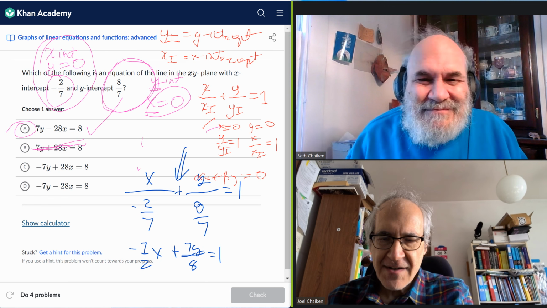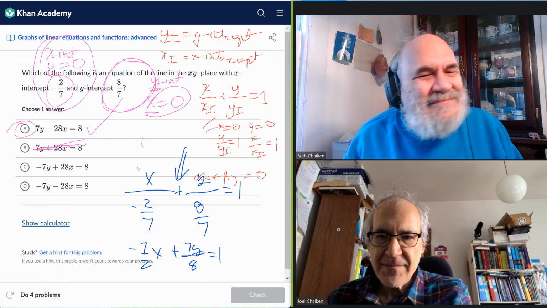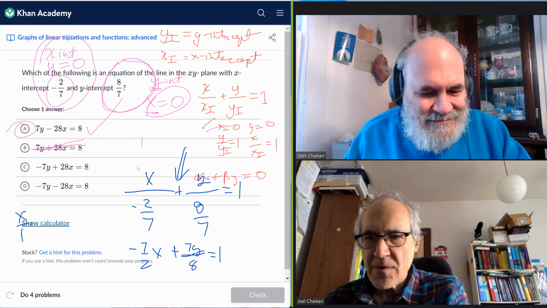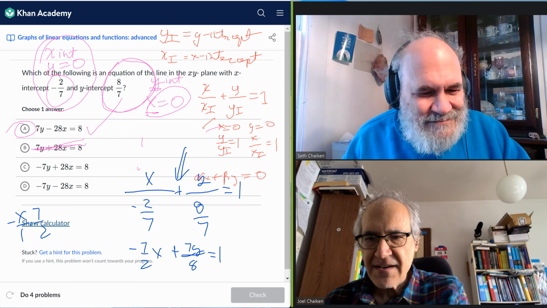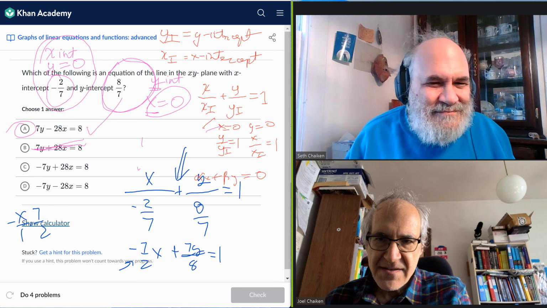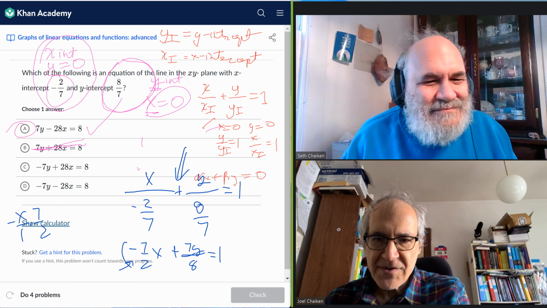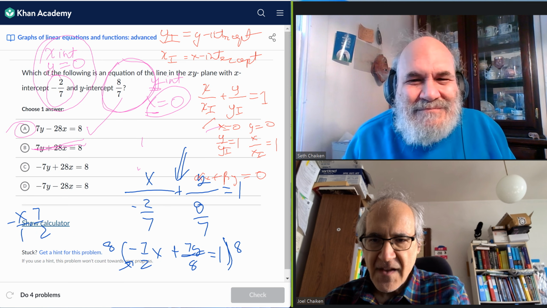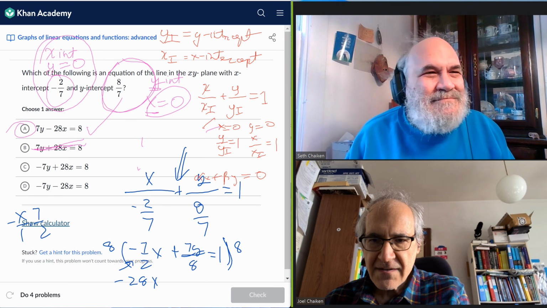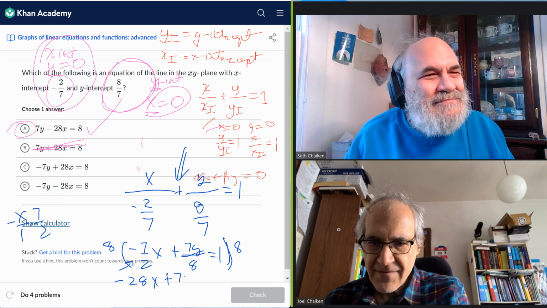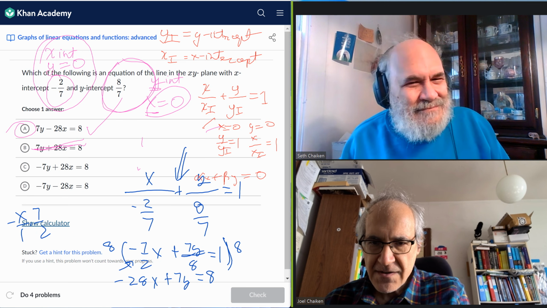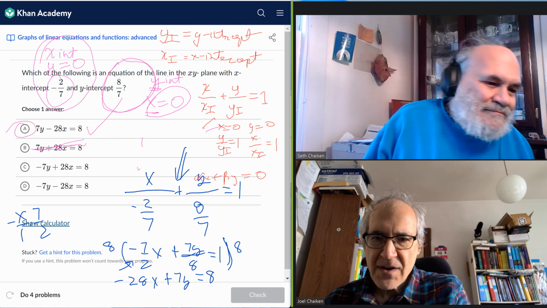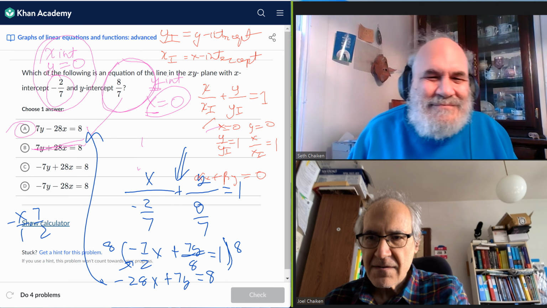If you continue this way, you'd have to deal with a complex fraction. It's x divided by negative 2 sevenths, so it's x over 1 times 7 over 2, and there's a negative sign there. This is a pain to deal with. You have to multiply both sides by 8 to get negative 28x plus 7y is equal to 8. And then you would get the answer.